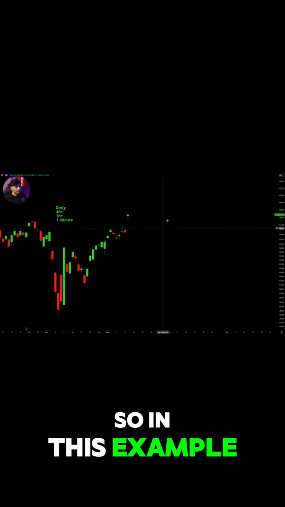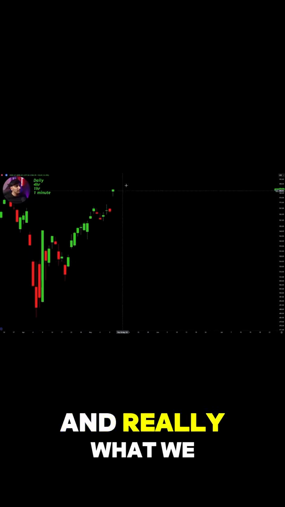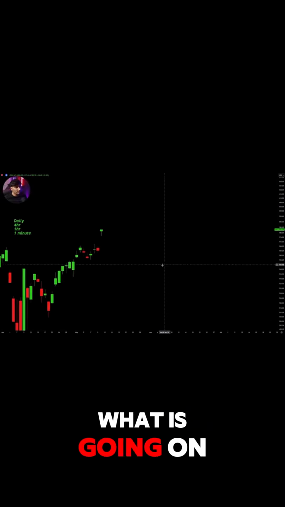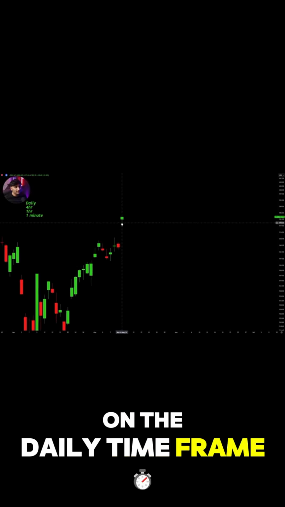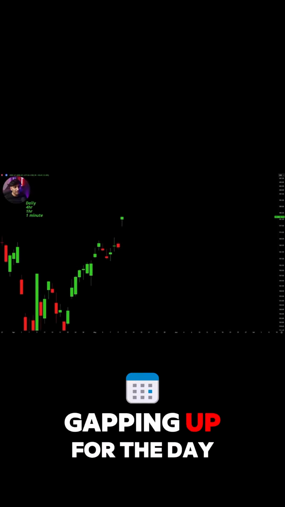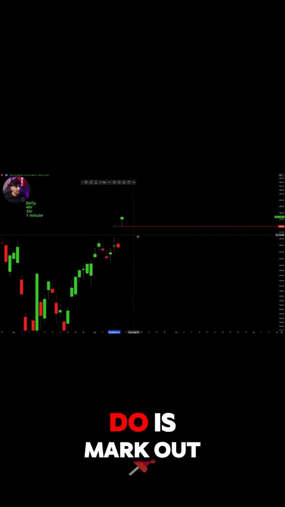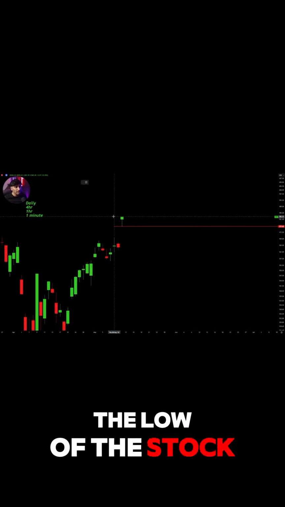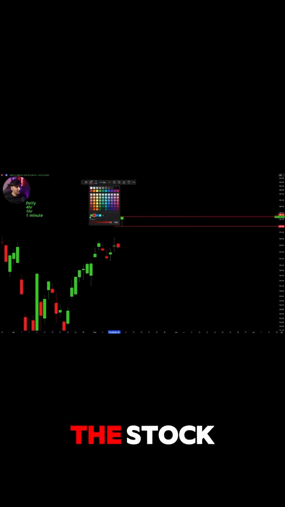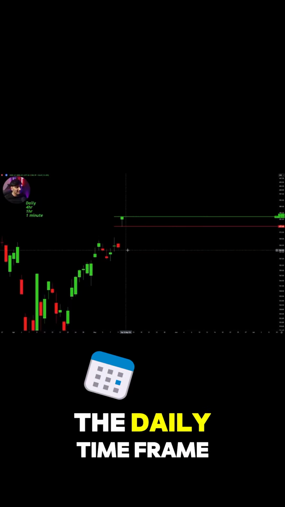So in this example, this is the daily, and really what we want to see is what is going on. As we can see on the daily time frame, this stock is actually gapping up for the day. So what we can do is mark out the low of the stock and the high of the stock. So this is the high and low of the daily time frame.